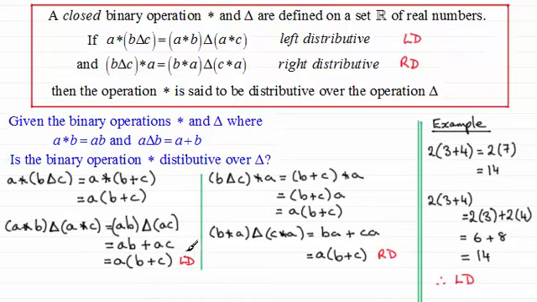Now, because we've proved that it's left distributive and right distributive, we can say that therefore the binary operation star is distributive over the binary operation triangle. Okay, so I hope that's given you an idea now of the distributive property for a binary operation.